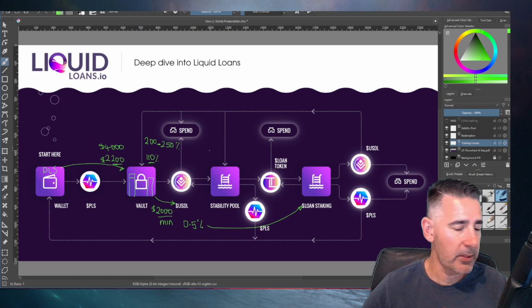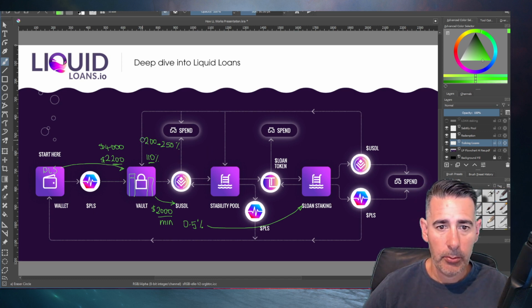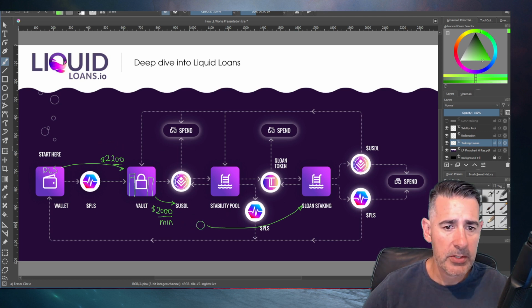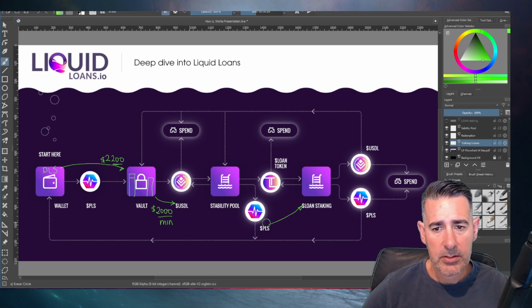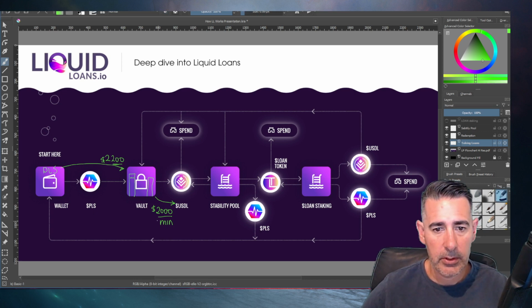Okay, so let's have a look at two other things. I'm going to erase some of this now. Let's have a look at payback versus redemption. I'll clear up some of this, and we'll get back to our original that we did. So we've deposited $2,200 worth of Pulse, and we have taken a loan of 2,000 USDL, so we've minted that into existence.